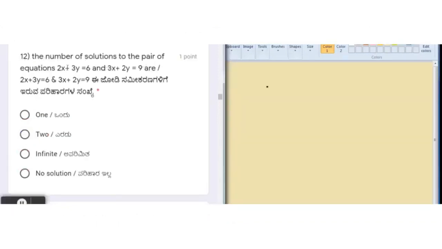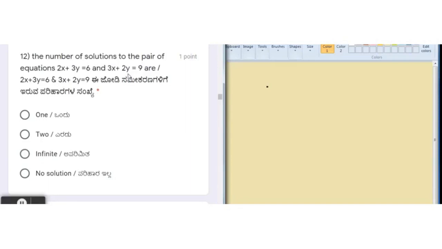The number of solutions to the pair of equations 2x plus 3y is equal to 6 and 3x plus 2y is equal to 9 are. So to find the number of solutions, we have to find the type of line. We have three types of lines in a pair of linear equations: one is intersecting, another is parallel, and the third one is coincident. See, students, check properly, understand the concept clearly.